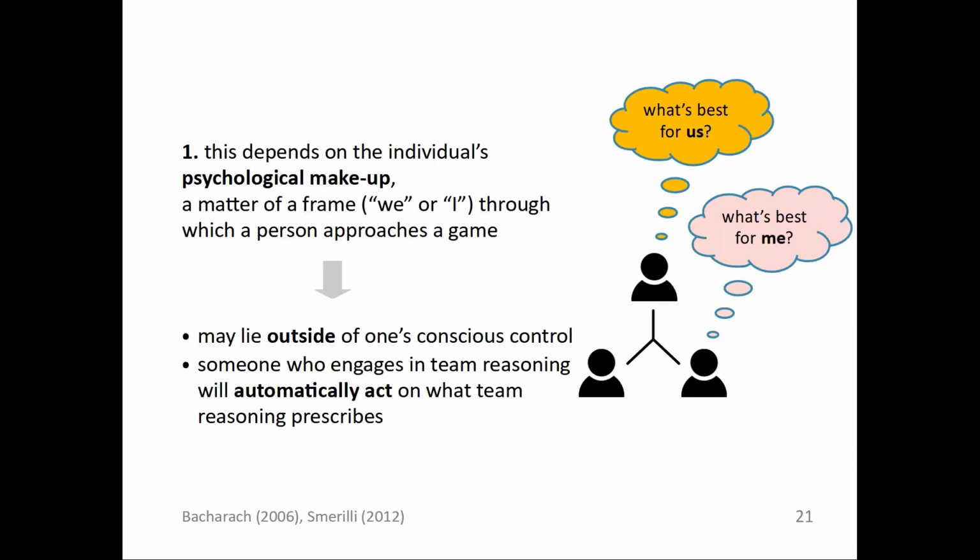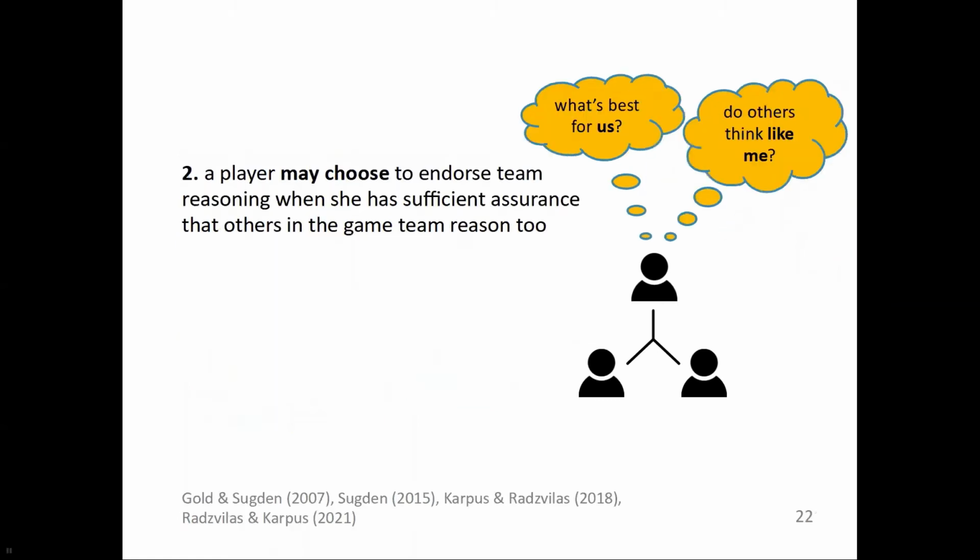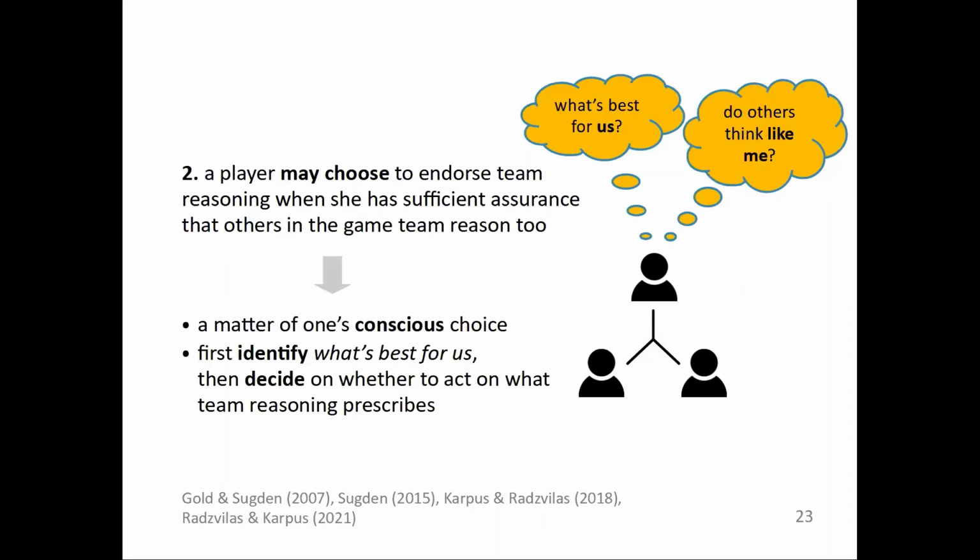According to this interpretation, whether we team reason or not may lie outside of our conscious control. Furthermore, someone who engages in team reasoning will automatically act on what team reasoning tells them to do. According to another interpretation of the theory, a player may choose to endorse team reasoning only when she has sufficient assurance that others in the game team reason too. So here, someone who engages in the team reasoning procedure asks the question, what's best for us, but also the question, do others think like me? And whether they will choose to act on what team reasoning prescribes depends on what the answer to the second question is.